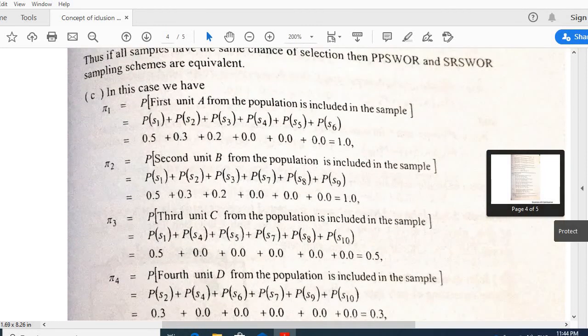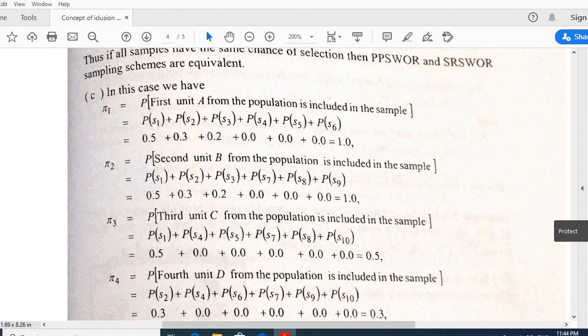Now pi 1 is P(S1) plus P(S2) plus P(S3) plus P(S4) plus P(S5) plus P(S6). These are the possible samples which have the element A. Now P(S1) is equal to 0.5, P(S2) is equal to 0.3, P(S3) is equal to 0.2, plus 0 plus 0 plus 0, which is equal to 1. Now we find pi 2. In a similar way, pi 2 is equal to 1.